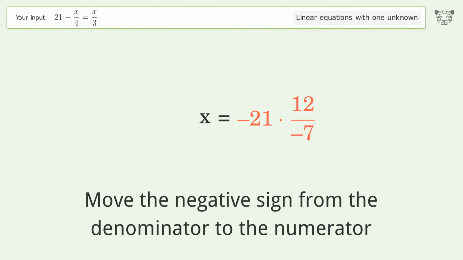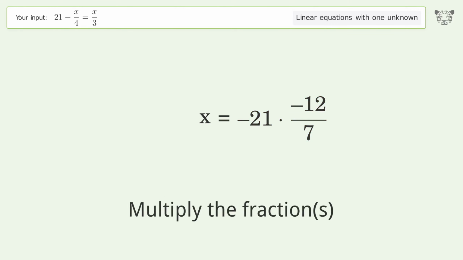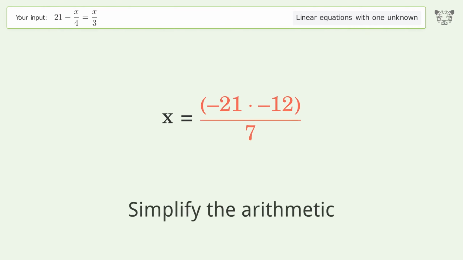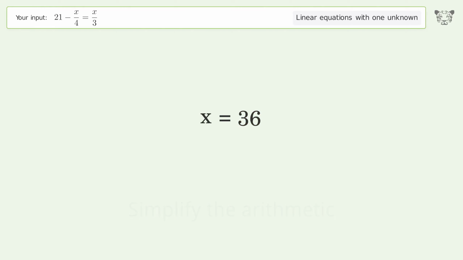Move the negative sign from the denominator to the numerator. Multiply the fractions. Simplify the arithmetic. And so the final result is x equals 36.